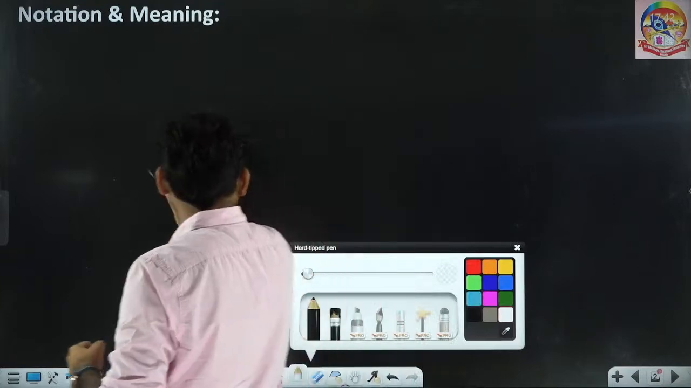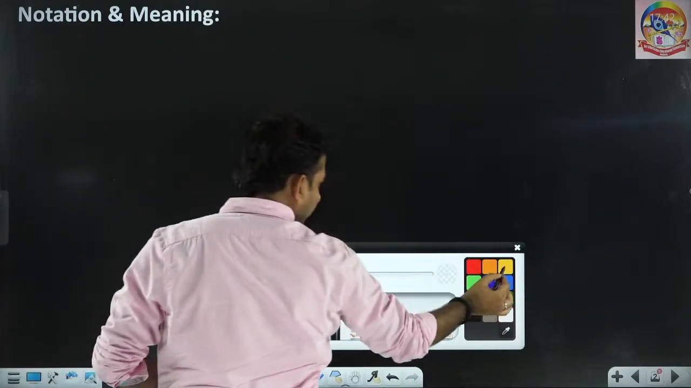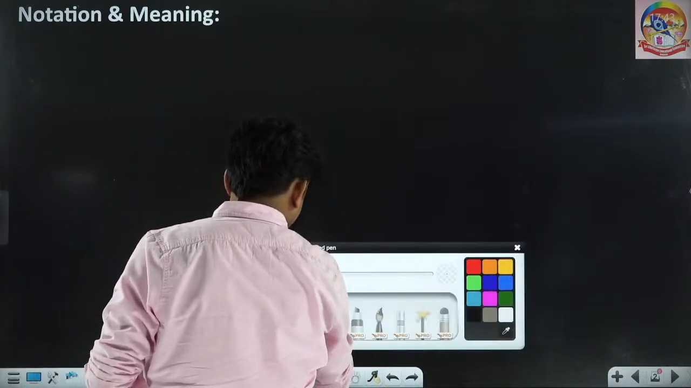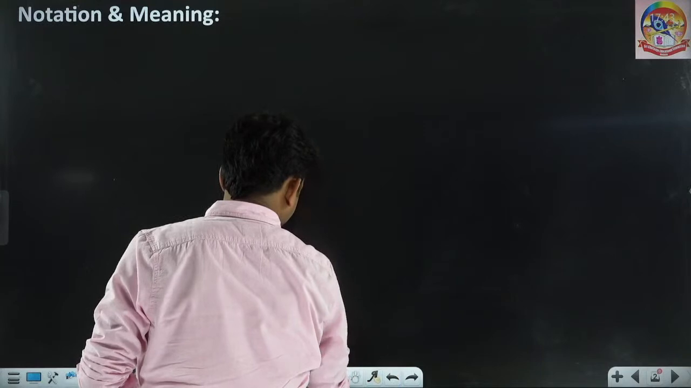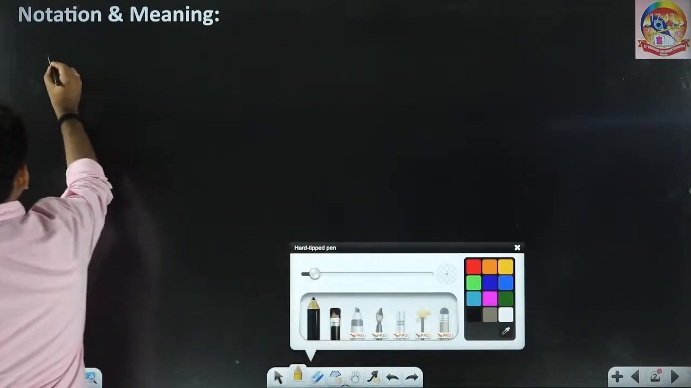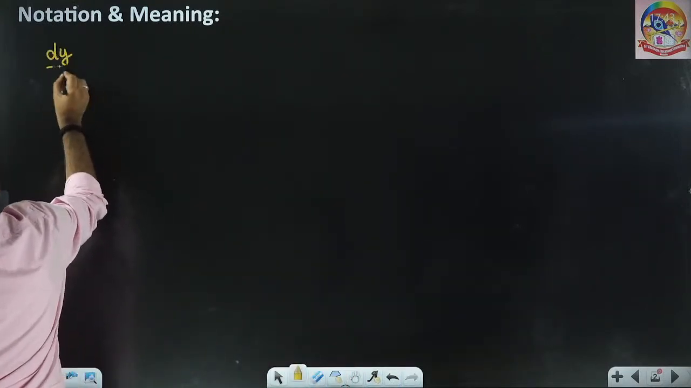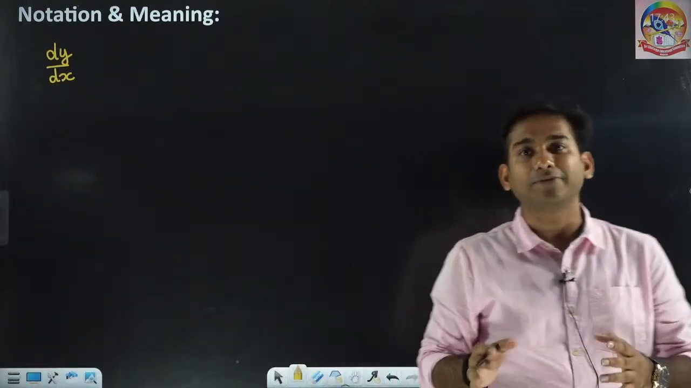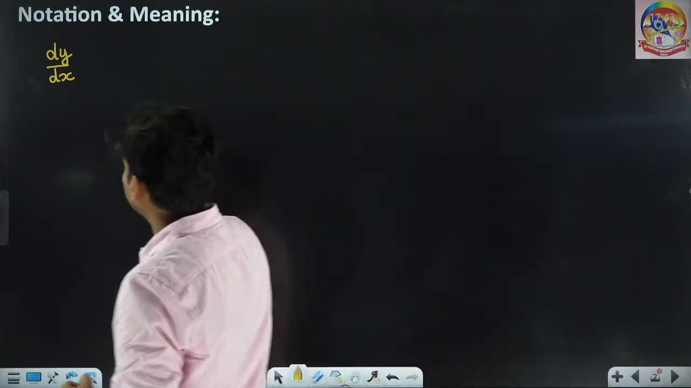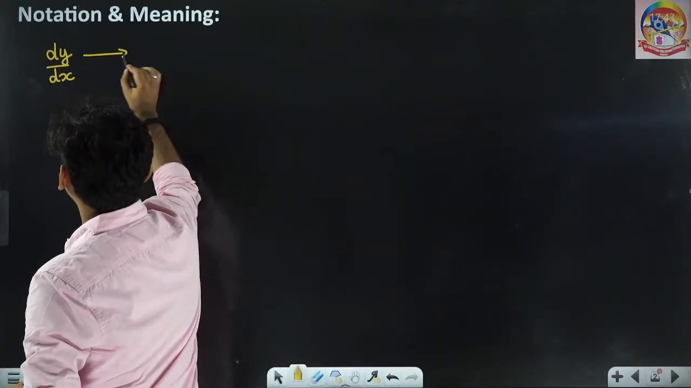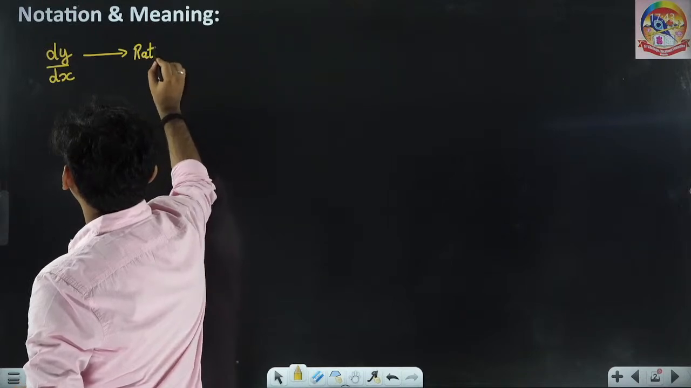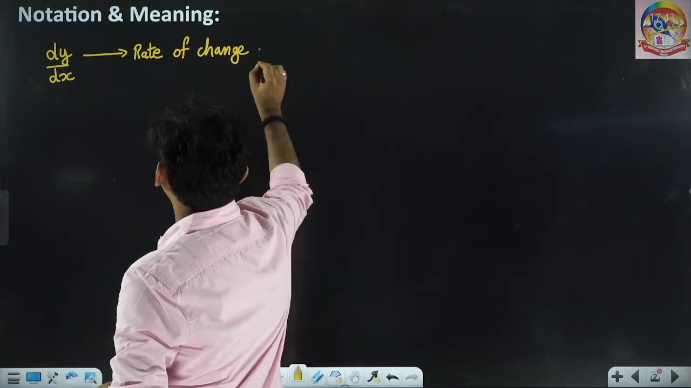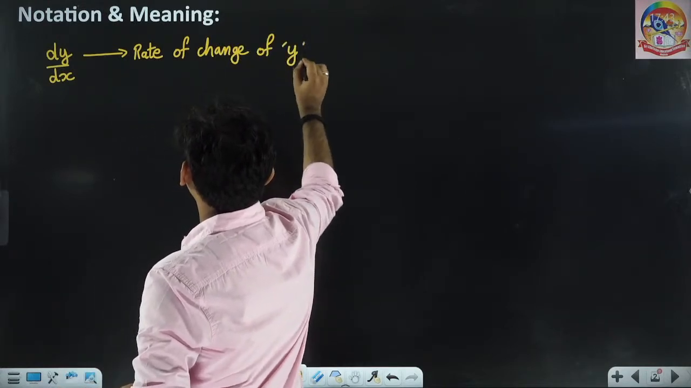You will enjoy. See, first of all, suppose you are writing dy by dx. You are going to find this type of notation many times in almost every chapter and every topic of physics from now onwards. What is the meaning of this? You call it the rate of change of y with respect to x.